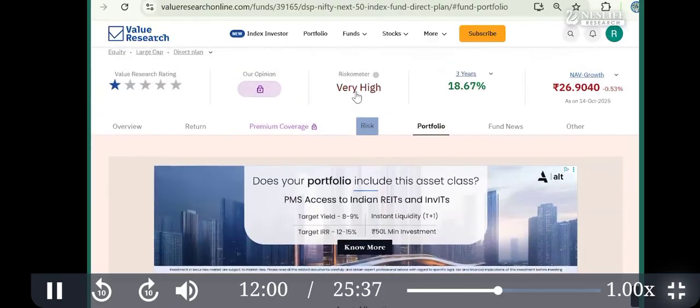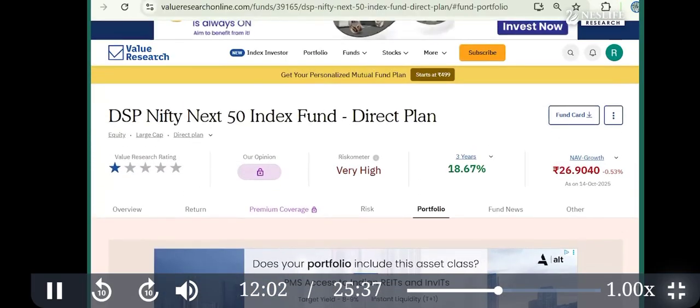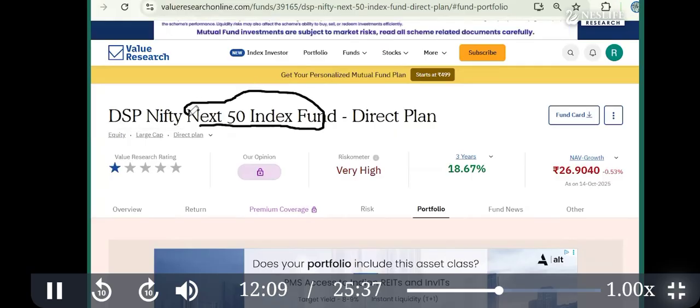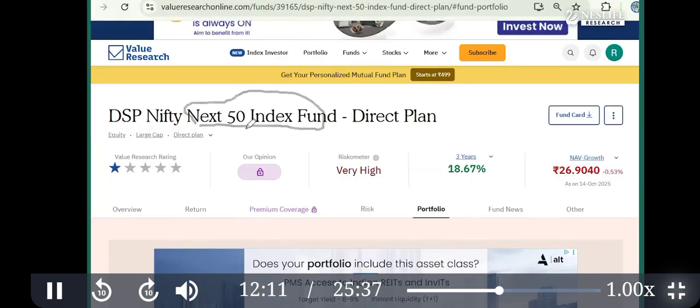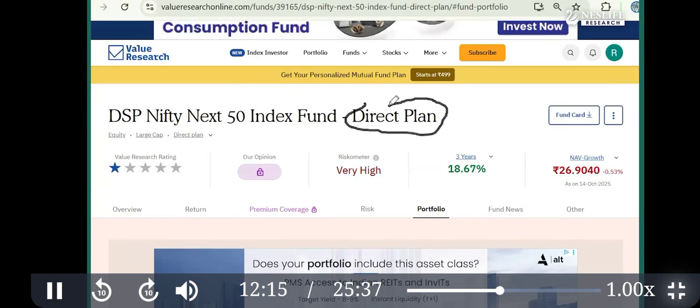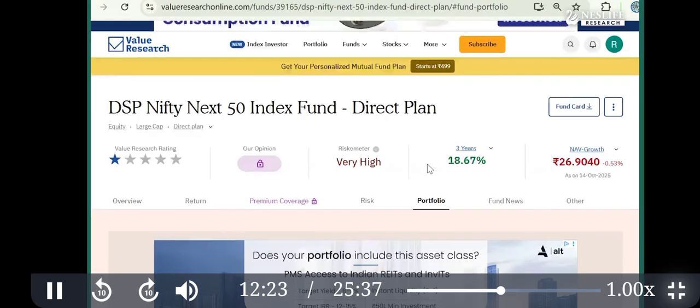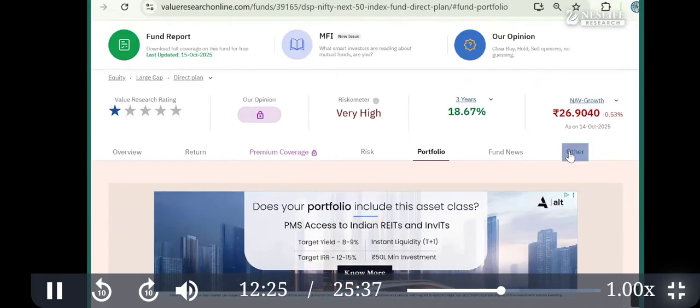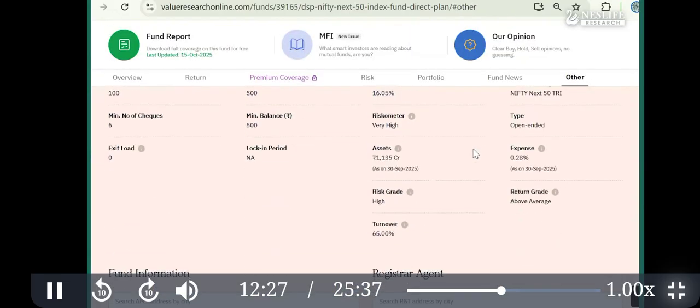First, when you select, first check the name. Okay, first name, middle name. So the middle name here is the index. It is the Next 50 index which it is tracking, and the last name is direct, either direct or one of these three. Then go next to the portfolio and find out the portfolio. Okay, then you can check the other parameters where we say expense ratio, AUM. Is the AUM criteria fulfilled?